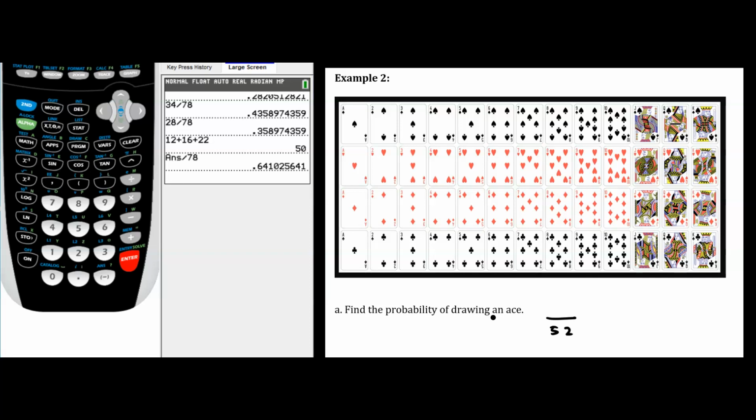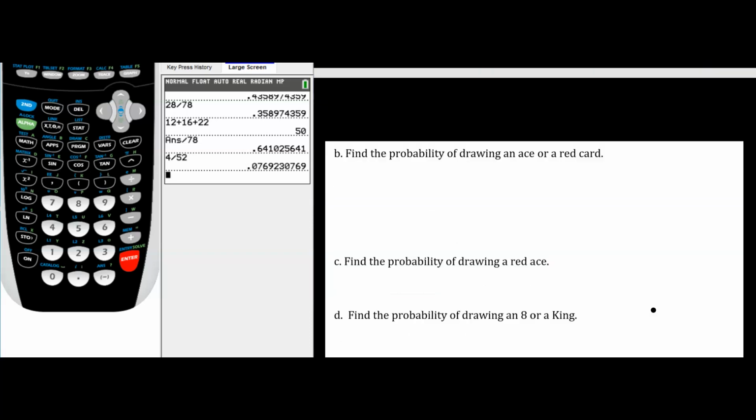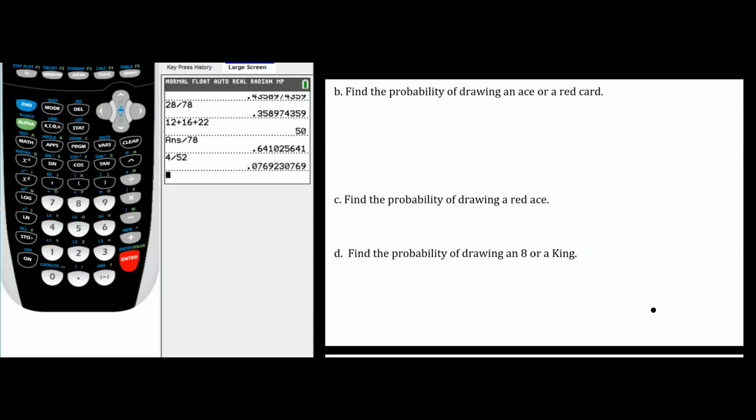And let's figure out the number of ways that this particular event can happen. How many ways can we draw an ace? Well, we have an ace here, we have an ace here, we have 4 aces total. So 4 out of 52 is the probability of drawing an ace. And if we compute that probability, we see we get a number approximately 8%.